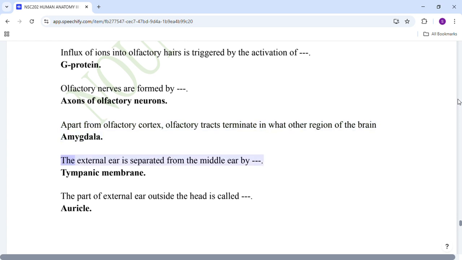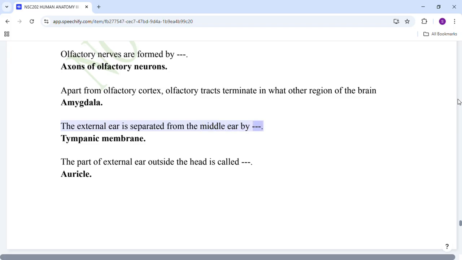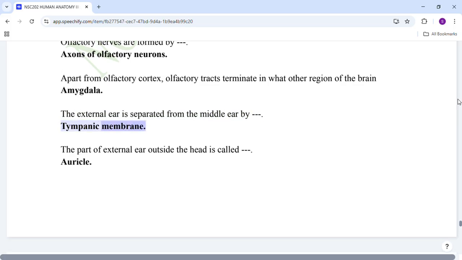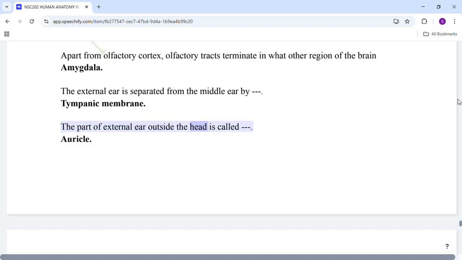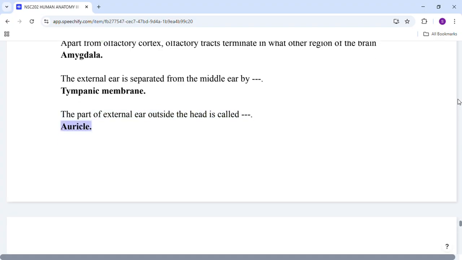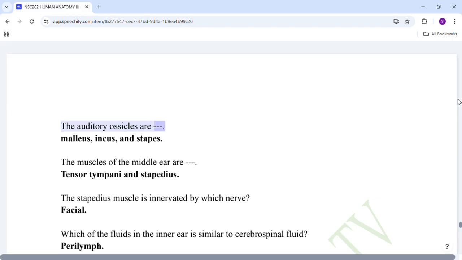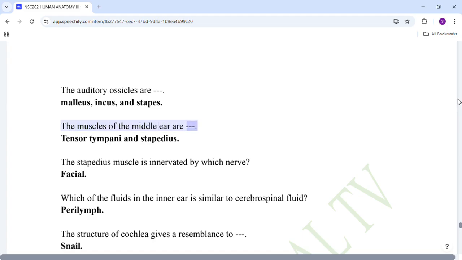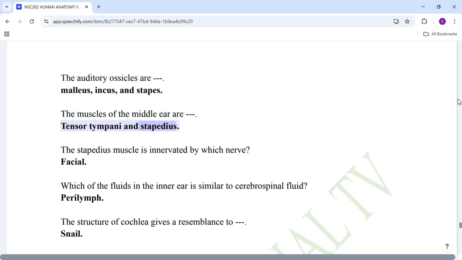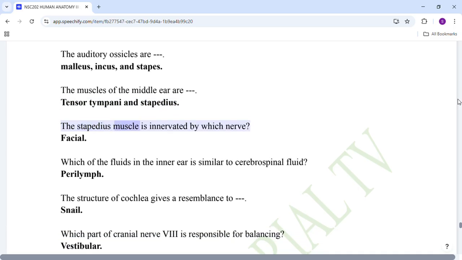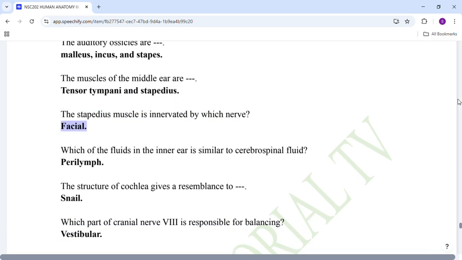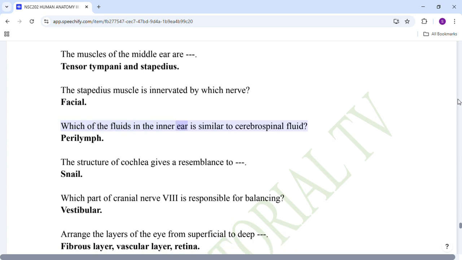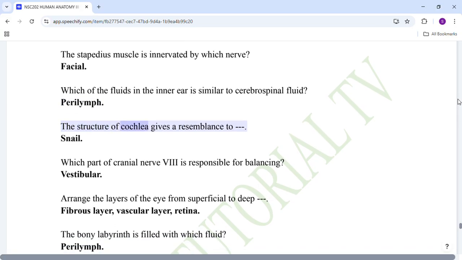Apart from the olfactory cortex, olfactory tracts terminate in what other region of the brain? Amygdala. The external ear is separated from the middle ear by the tympanic membrane. The part of the external ear outside the head is called the auricle. The auditory ossicles are malleus, incus, and stapes. The muscles of the middle ear are tensor tympani and stapedius. The stapedius muscle is innervated by which nerve? Facial. Which of the fluids in the inner ear is similar to cerebrospinal fluid? Perilymph.